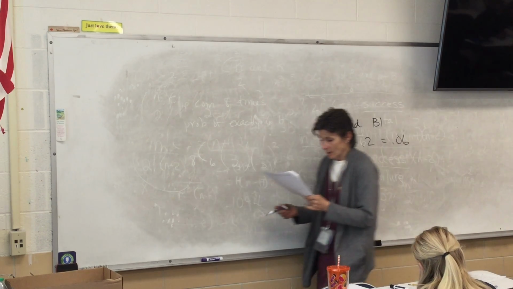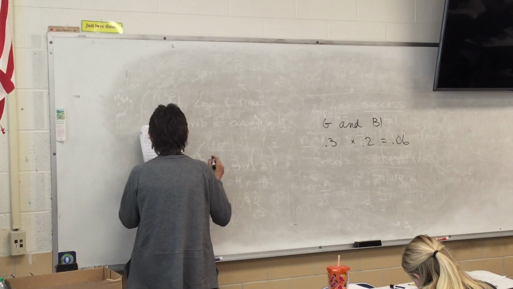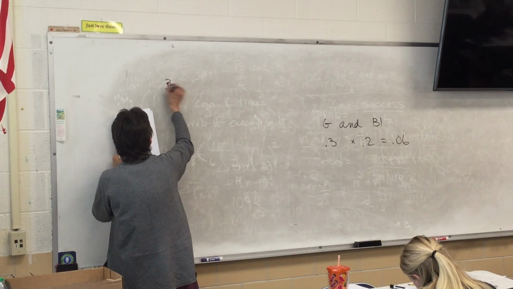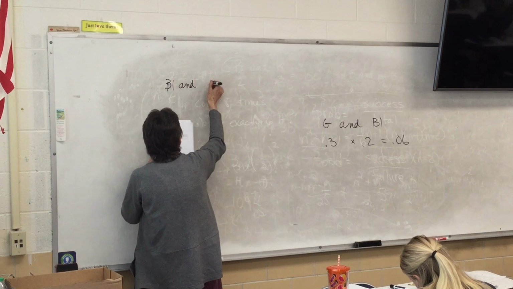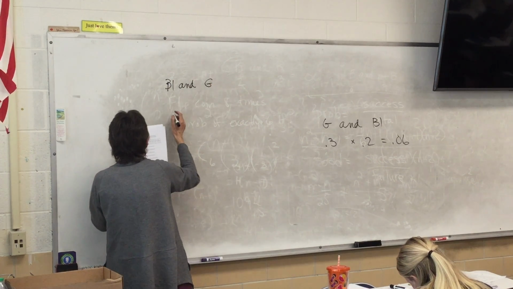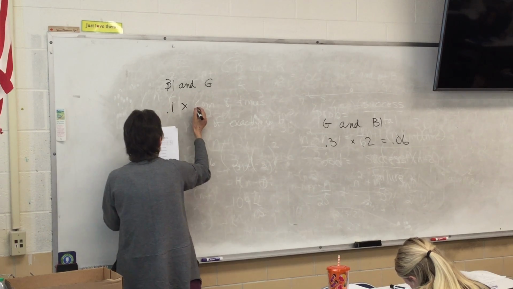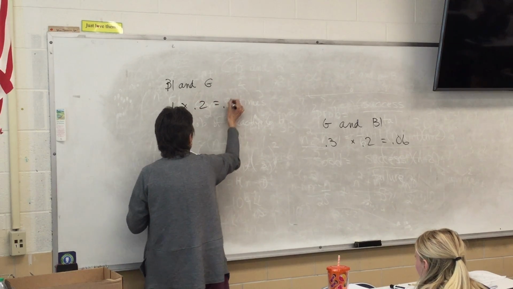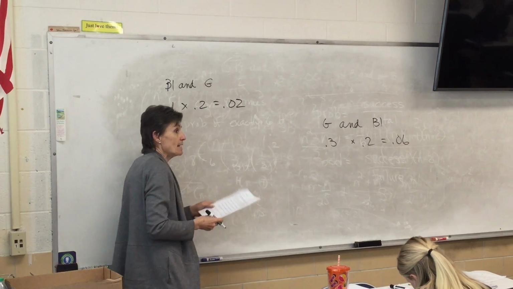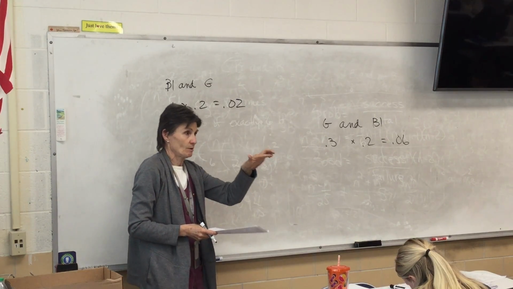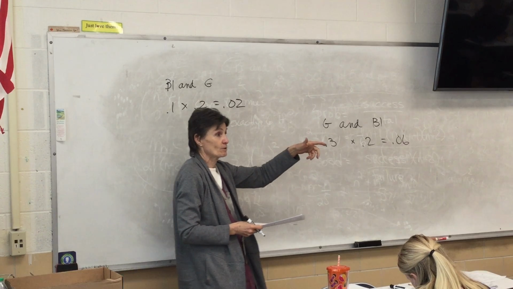What is happening with this one? All right. So tell me what you came up with. It says we gotta have a blue one and a green one. So what did you come up with? 0.1 times 0.2. Did you come up with 0.02? Now, did anyone stop there? Or did anyone go on from there is a better question. Jeff?